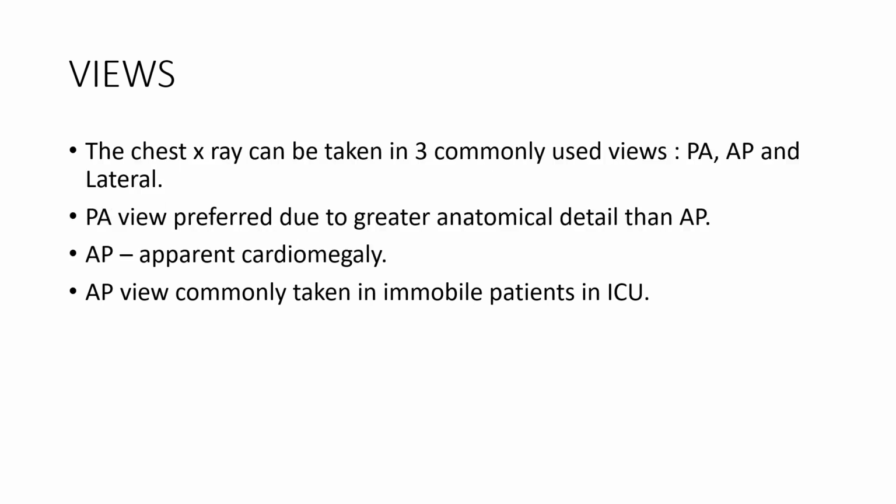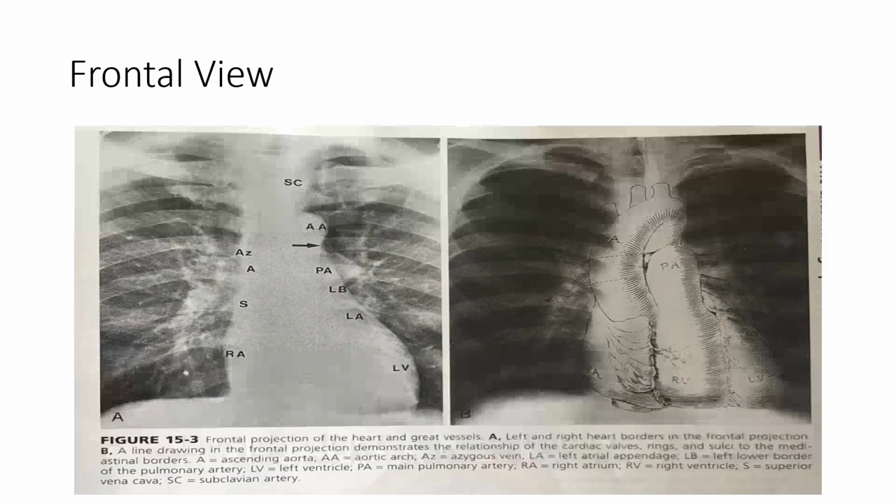Cardiac röntgenography employs three commonly used views: the PA view, AP view, and lateral view. PA view is preferred due to greater analytical detail than the AP view, and also due to the inherent nature of AP view to have apparent cardiomegaly. AP view is commonly used in the case of immobile patients, especially in the ICU setting.